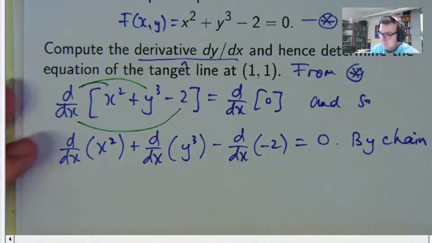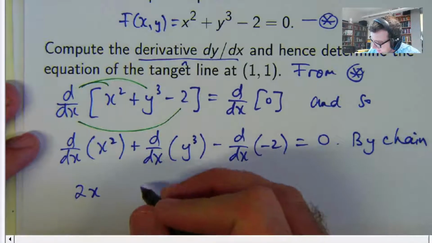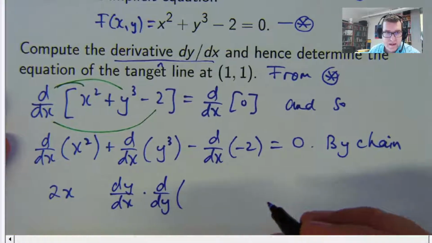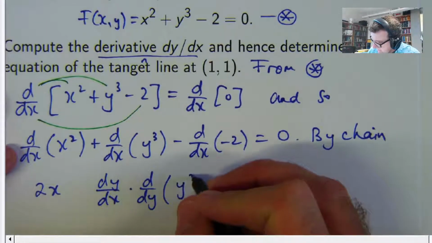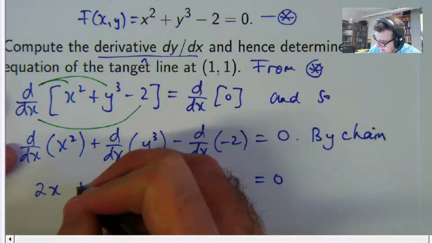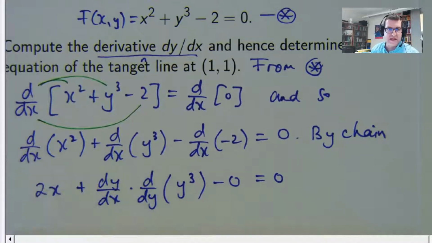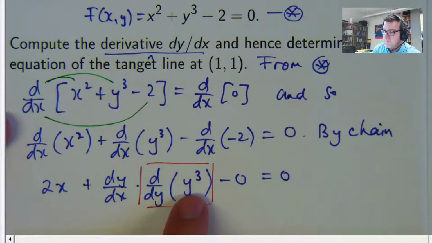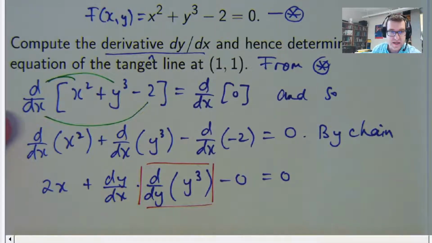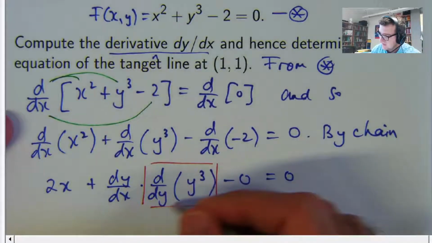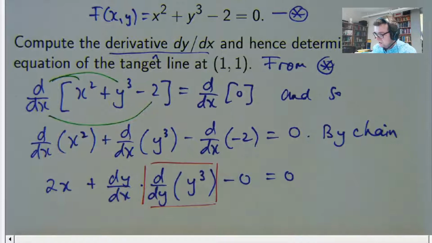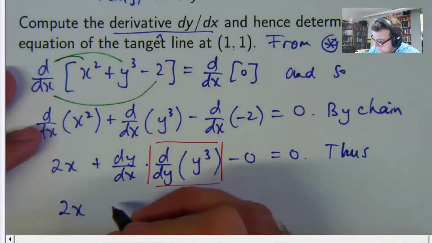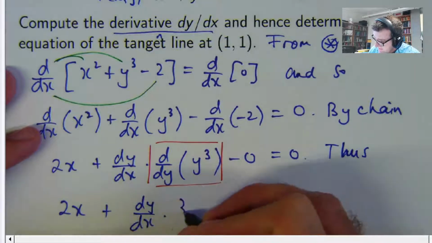By the chain rule, this is going to be 2x, and this then can be written in the following form. This is where you're using the chain rule. This is 0. Now all we need to look at here is this derivative: the derivative of y cubed with respect to y. Now we can go through and do the differentiation, because this is going to become 3y squared. So I'm going to get 2x plus dy dx times 3y squared equals 0.